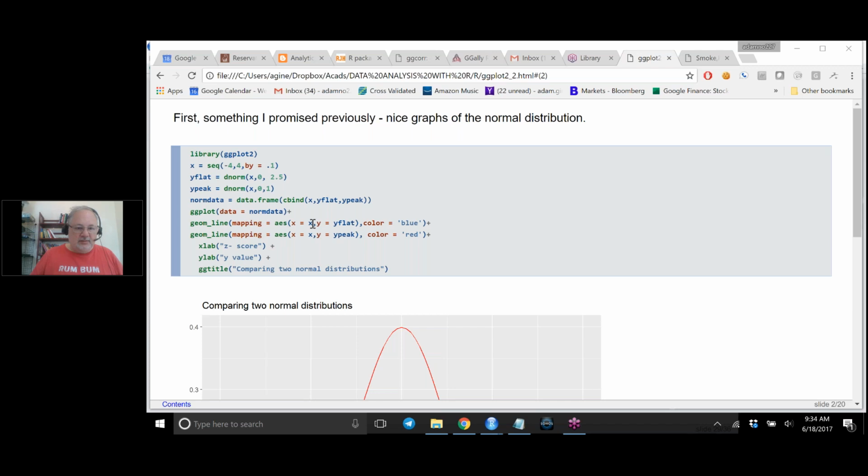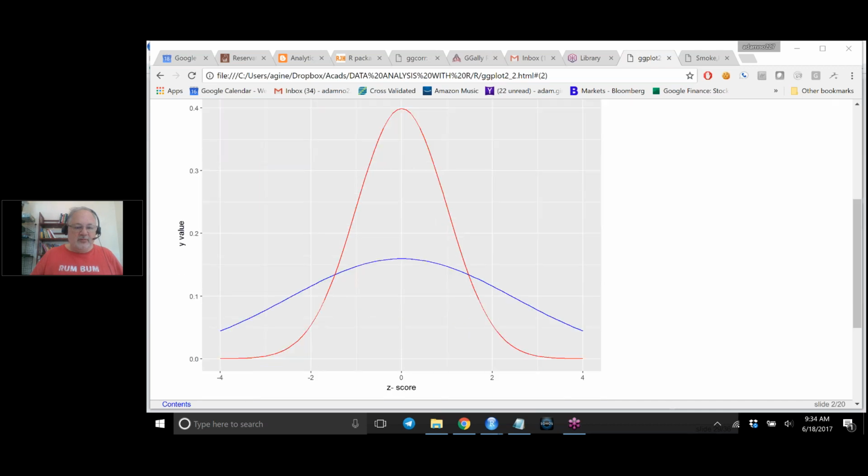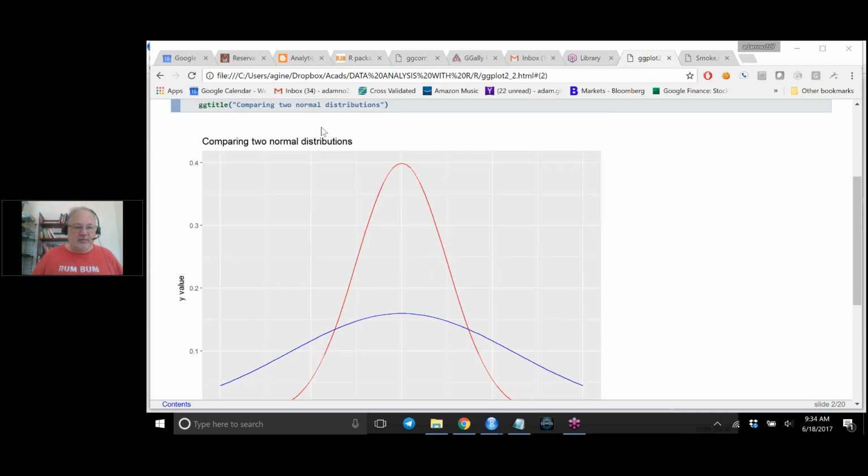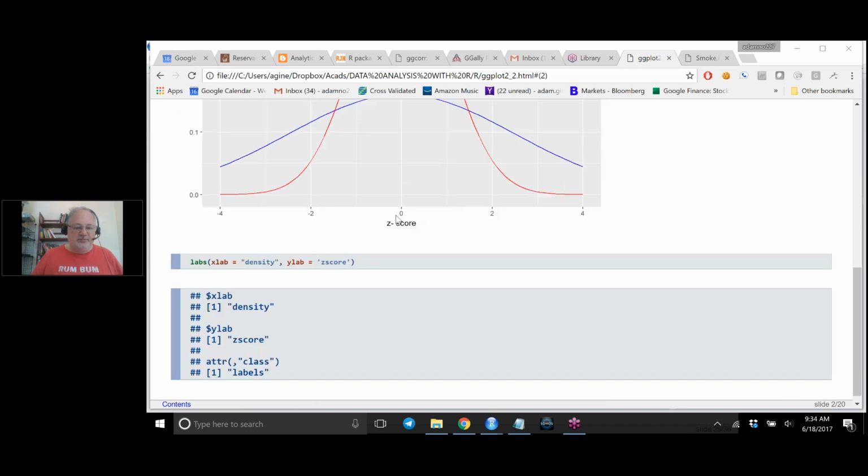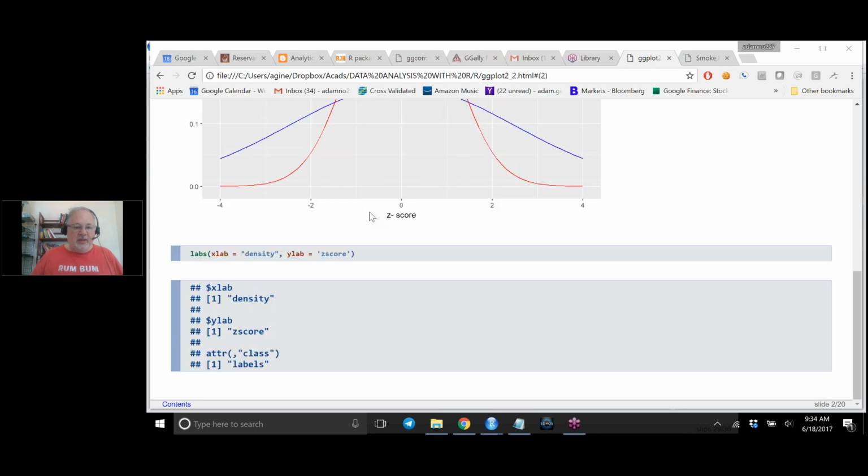tell it the fundamental thing: aesthetics tells it what is the x and y. So here I'm giving x equals x, y equals y flat, and here I'm giving x equals x, y equals y peak, and I'm giving them different colors. With Ggplot, when you do this, it's just going to keep plotting on the same graph. And then I just give it labels. You can look at it, and there we have it. So there you have two nice plots. Notice it's labeled, and I have the y value and the z-score. So there you go.